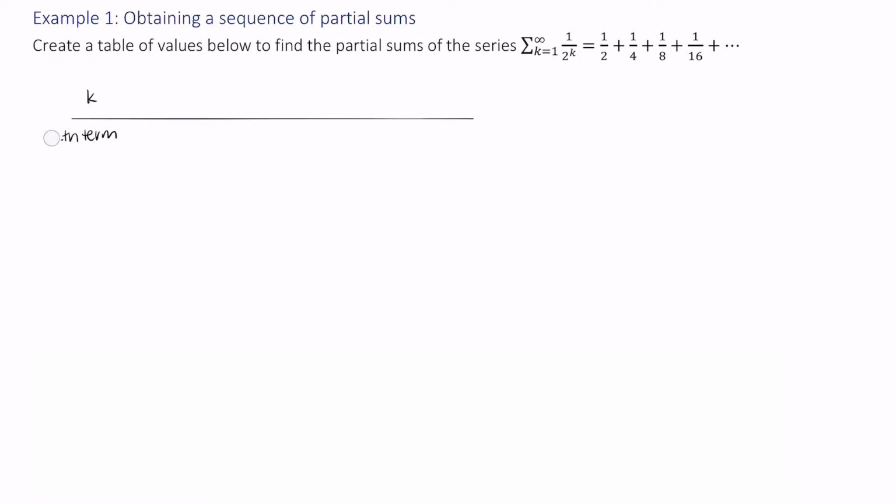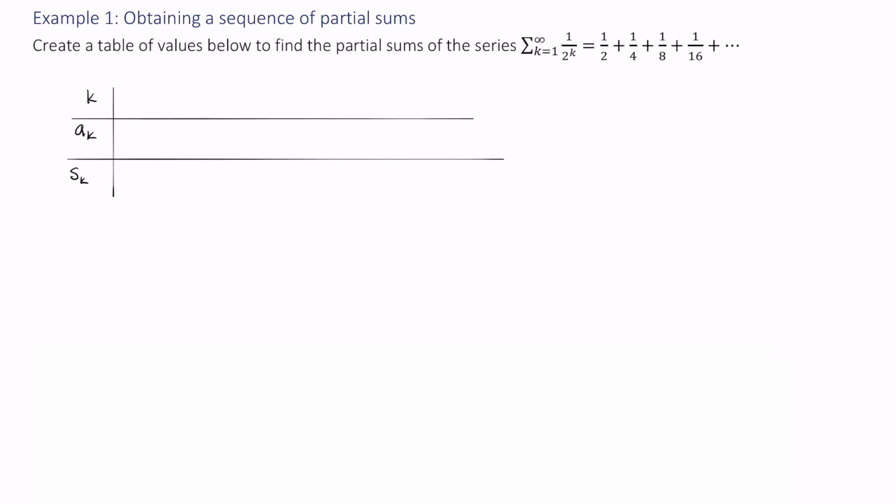So actually, let me be a little more specific here. Let me write this as a sub k. So I'm going to treat this as a sequence rather than a series. And then in my last one, I'm going to have the partial sums. So let's do the first one together, or the first couple together.